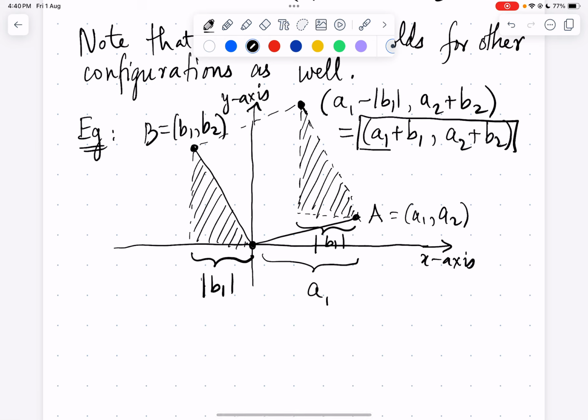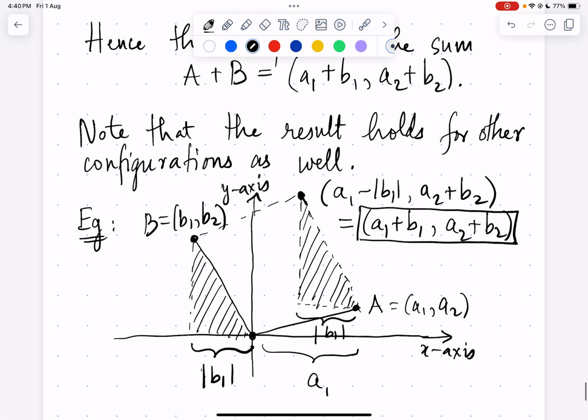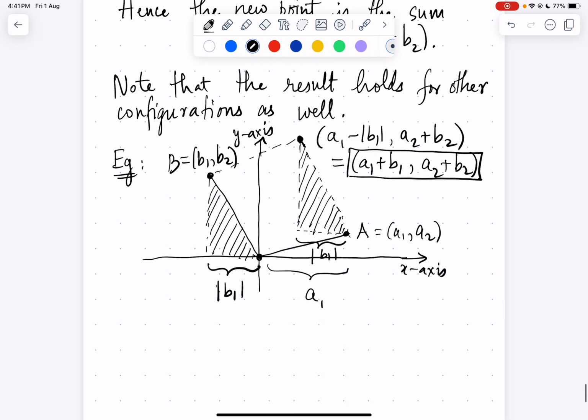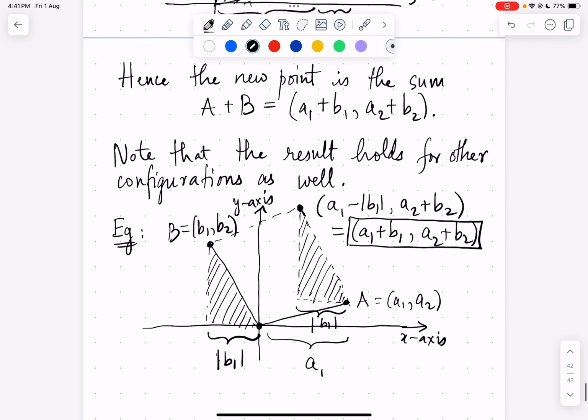So even in this configuration, the fourth point is the sum of these two points a and b. So the result holds for other configurations as well. The result is that if you have two points A and B in the plane, then if you complete the parallelogram OAB, the fourth point which you get is the sum of the points A and B. So this is a geometric way to interpret sum of two points in the plane. Okay, so that's all for this part. See you in the next part.